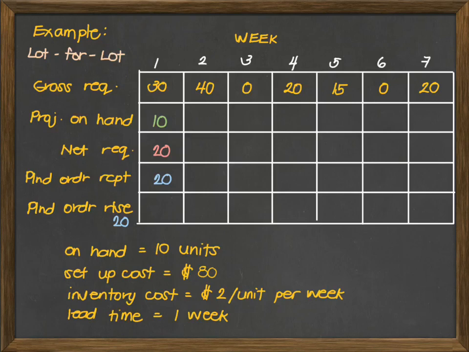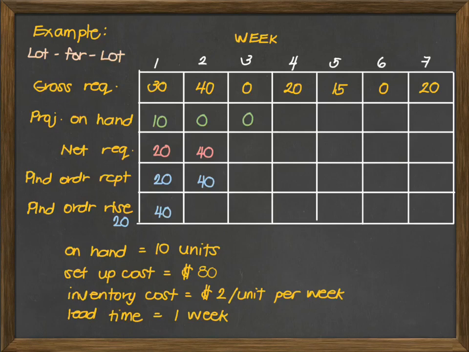Okay? Now, for the second week, we no longer have projected on hand because it was used up in the first week, and what we ordered was exactly the net requirement. So, since we do not have projected on hand, our net requirement is 40 units. Again, lot for lot only orders what is needed. So, our planned order receipt is 40 units, and we will be ordering it in week 1, so we receive it by week 2.